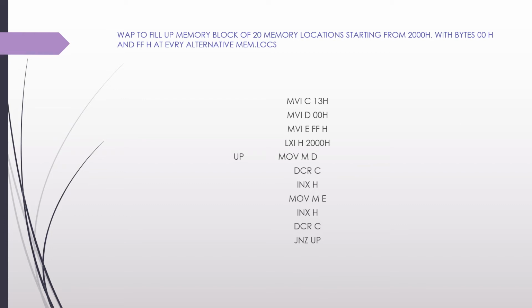So here 00 is stored in one memory location, FFH is stored in the next memory location, and then we have gone back. So when you see this, if there are 20 data bytes, the repetition is for 10 times. For that reason, we have put C with 13H. What is that? It is 20 in hexadecimal. So after C becomes 0, it is the end of the program. Okay.